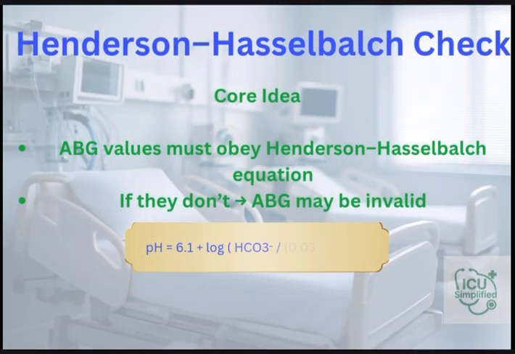The next part of ABG validation is the Henderson-Hasselbalch check. The core idea here is simple. The ABG values must obey the Henderson-Hasselbalch relationship, which links pH, PaCO2, and bicarbonate. This equation reminds us that pH depends on the ratio of bicarbonate to carbon dioxide, not on either value in isolation. We don't need to calculate this equation every time at the bedside. Instead, we use it conceptually to see whether the numbers make physiological sense together. If the values clearly do not fit this relationship, the ABG may be invalid, and it's safer to reassess rather than force an interpretation.